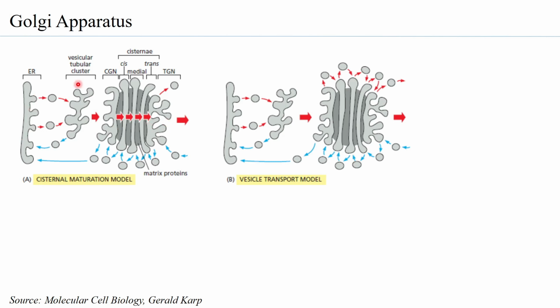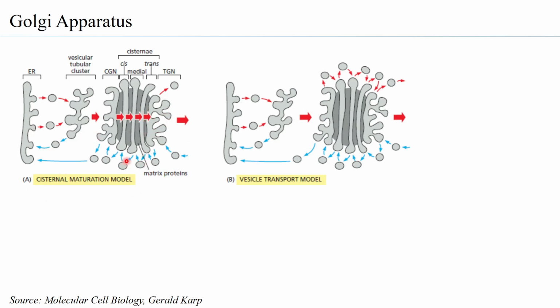Here what you see is a tubular cluster that is formed because of various vesicles fusing together. Now this will become the cis Golgi network, which is going to mature to form the cis cisternae, which is going to mature to form the medial cisternae, which is going to mature to form the trans, and from the trans Golgi network, you will have the vesicles going out. So this is one model.